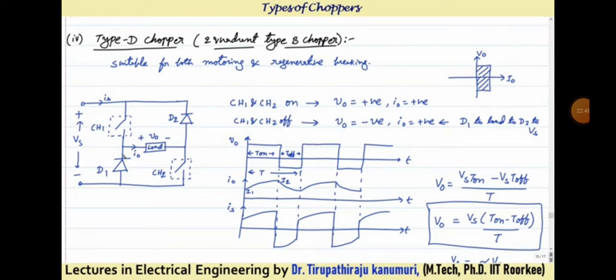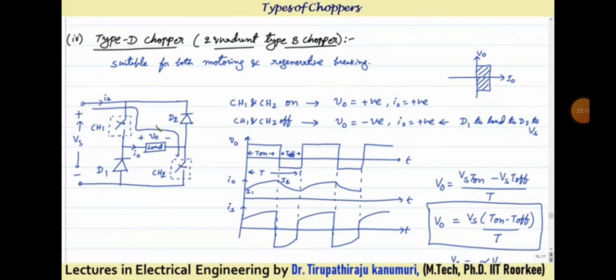So how this will be, you can observe here. In this case, the chopper operation is different. Both the choppers should be on or off simultaneously. Let us see how it will operate. When you are closing both chopper 1 and chopper 2, what will happen? Your supply current will come like this. It will come like this. When the choppers are closed, it will pass like this. This is the case when these choppers are closed.